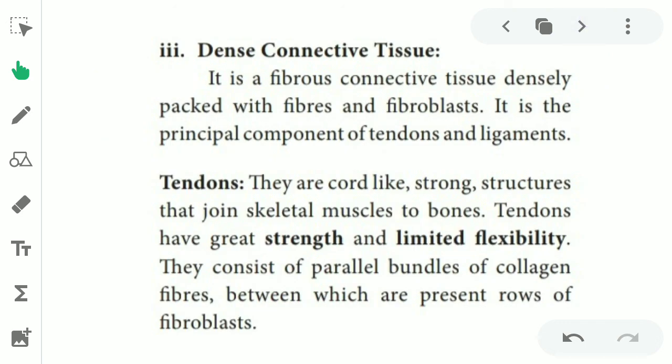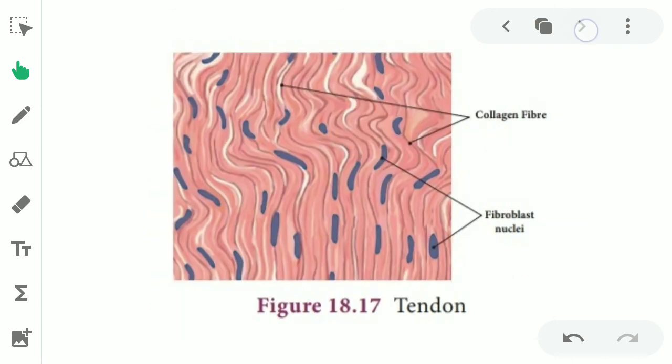Next, dense connective tissue. The third one is a fibrous connective tissue, densely packed with fibers and fibroblasts. Its principal components are tendons and ligaments. These are the components in the ligaments and tendons. First, tendons. Cord means rope-like structures: strong structures that join the skeletal muscle to bone.